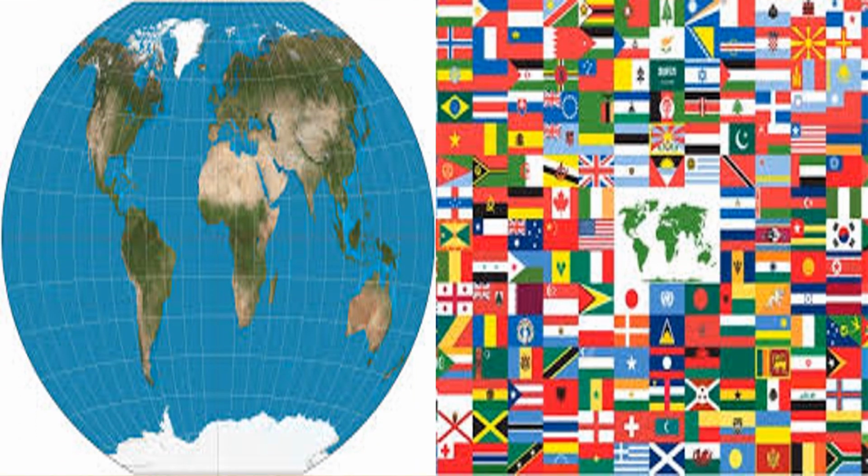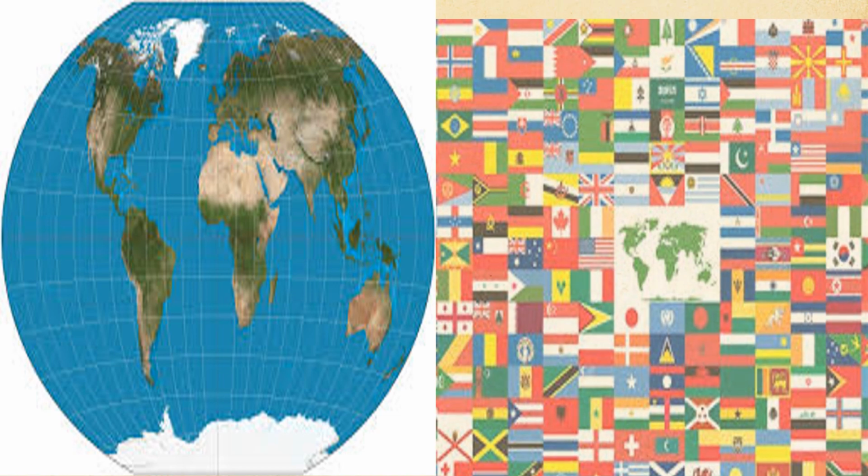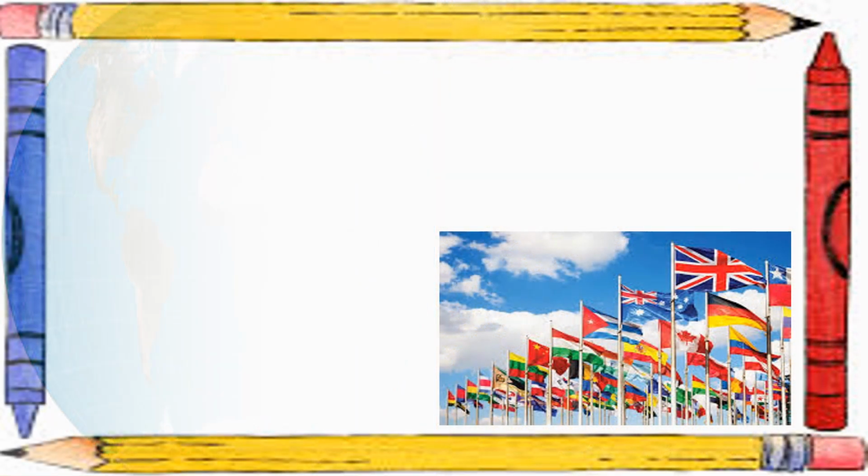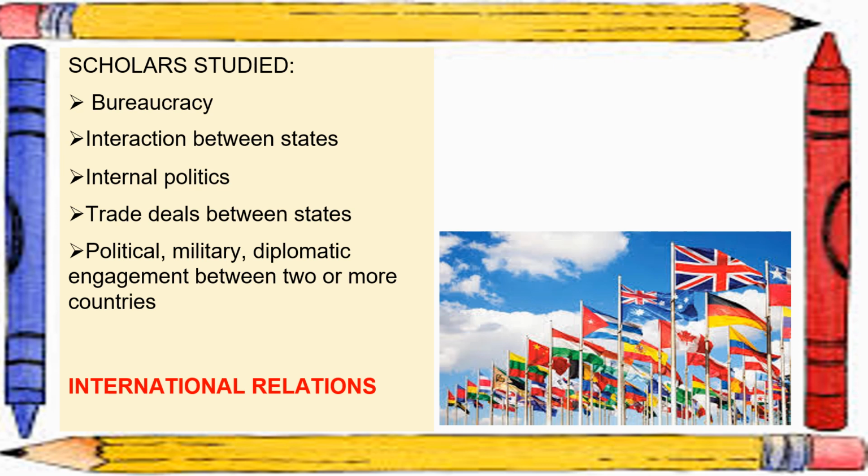The world is composed of many countries or states, all of them having different forms of government. Some scholars of politics are interested in individual states and examine the internal politics of these countries. Scholars study bureaucracy, interaction between states, internal politics, trade deals between states, and political, military, and diplomatic engagement between two or more countries. Those are examples of international relations.